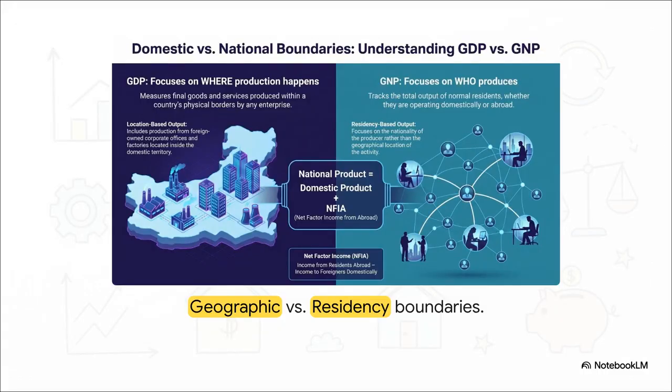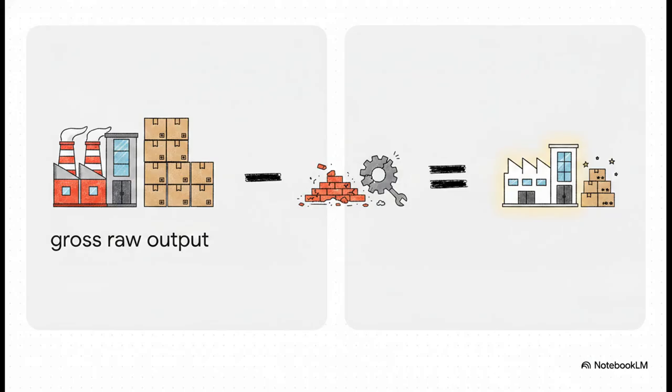To make this jump, we add something called net factor income from abroad to our domestic product. Basically, this adjustment takes the output from inside our physical borders and tweaks it to track the wealth created by a nation's residents globally. It subtracts the income that foreigners make inside our borders and adds in what our own residents are making abroad. Dial number 2.